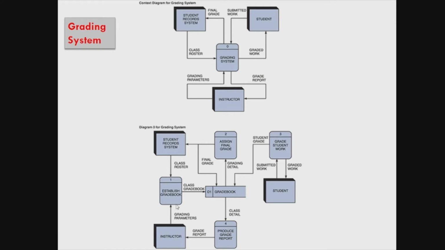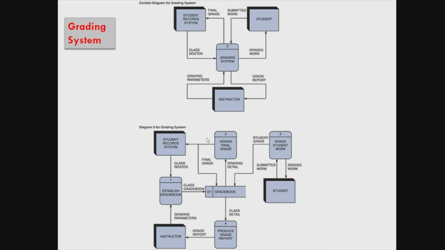So in the establish grade book here, it will generate the class grade book, and then this will be input to the data storage here. And then we have the student record system that contributes the class roster to the established grade book. This is the first process.